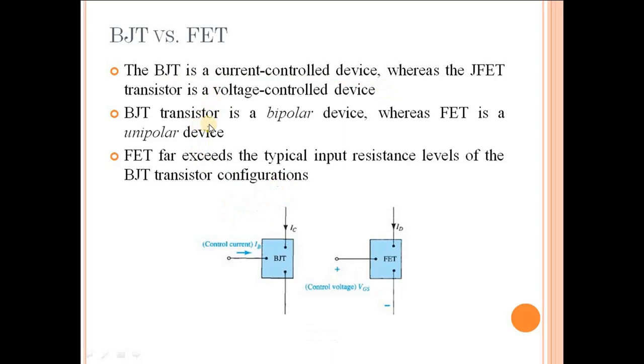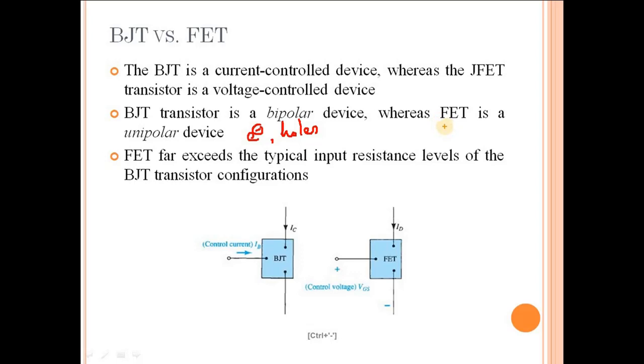Now another difference between BJTs and FETs is that the BJT is a bipolar device. During its operation, in the case of BJT, both electrons and holes participate in the injection process. Whereas in the case of FET, depending upon whether it is N channel or P channel, only one of the charge carriers, either electrons or holes, participates in the operation.